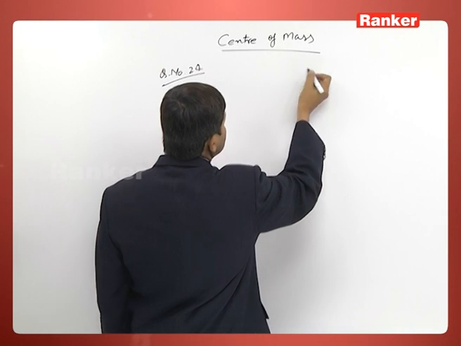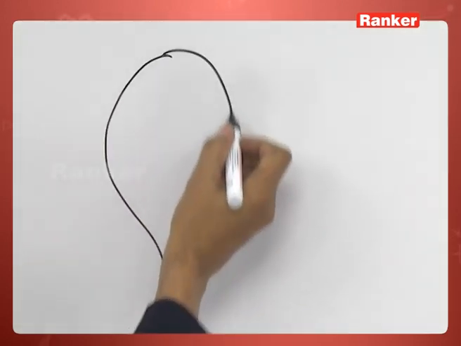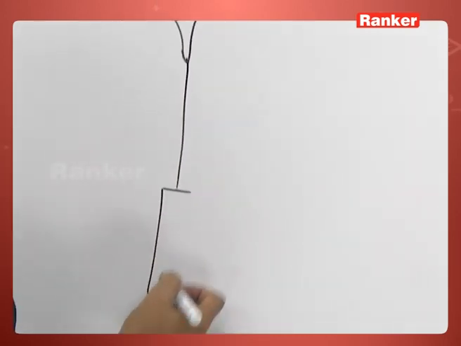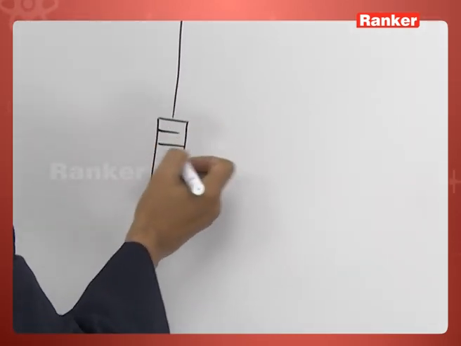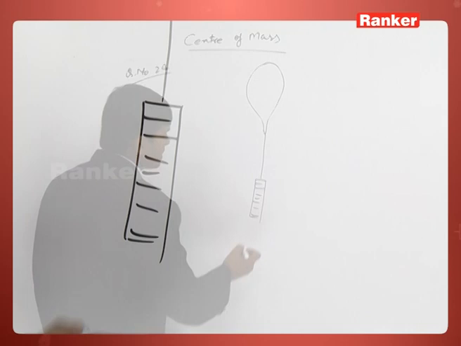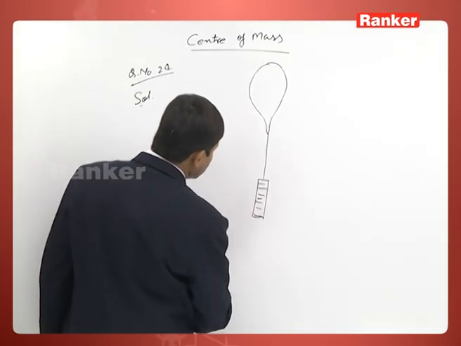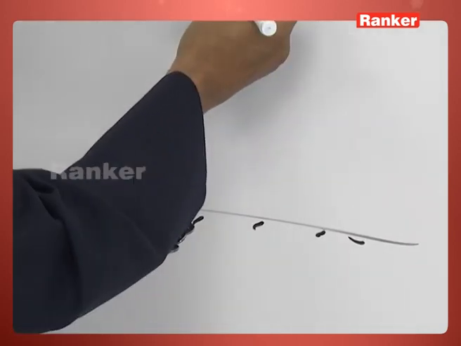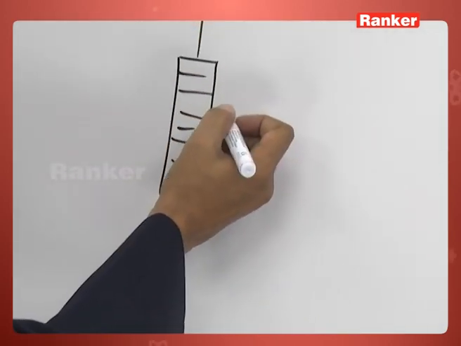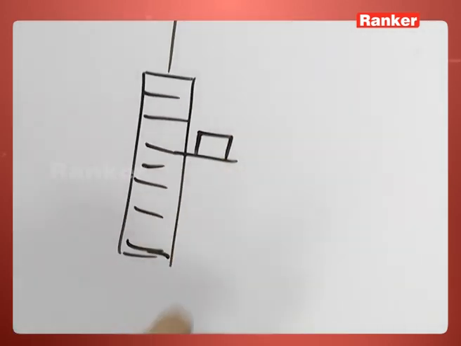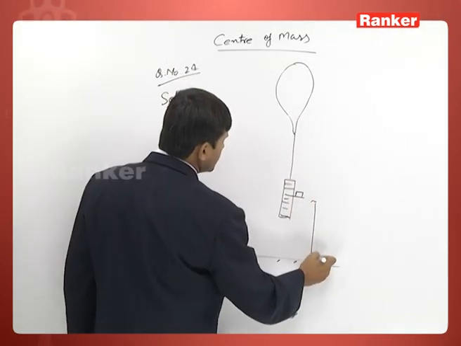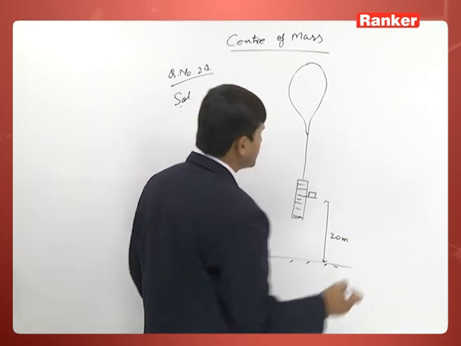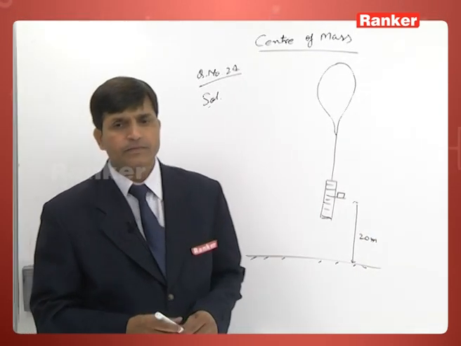Question is that this is the balloon and here this is a ladder. These are the ladders and this is the ground here, and this is the initial position of a person. Right now the person is 20 meters from the ground.